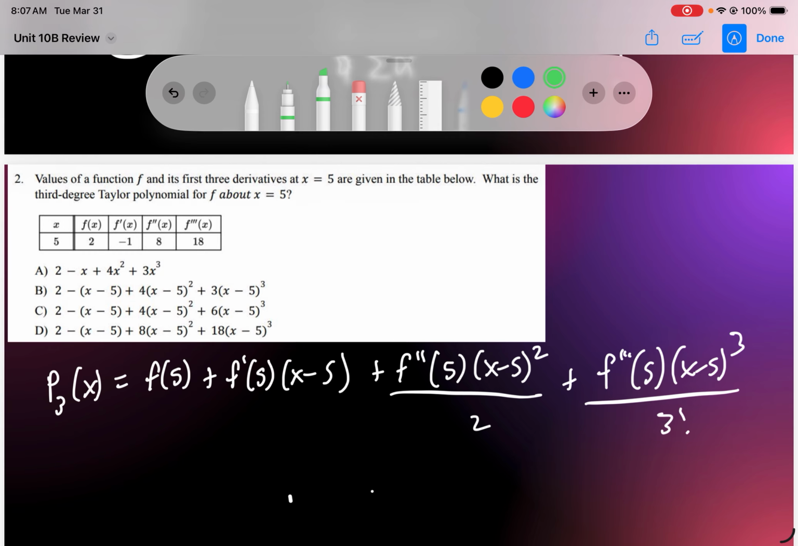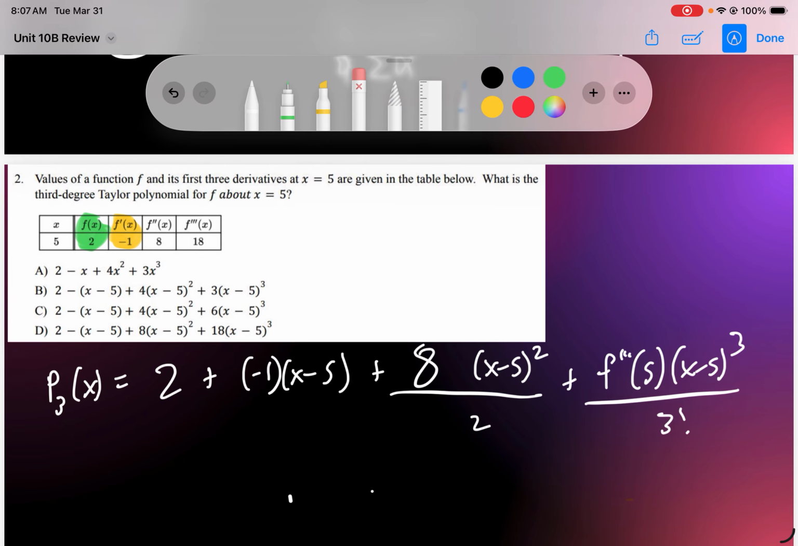All right, so f of 5 is 2. So I'm going to replace f of 5 with 2. And then f prime of 5 is -1. Replace that with -1. f double prime of 5 is 8. So replace this with 8.